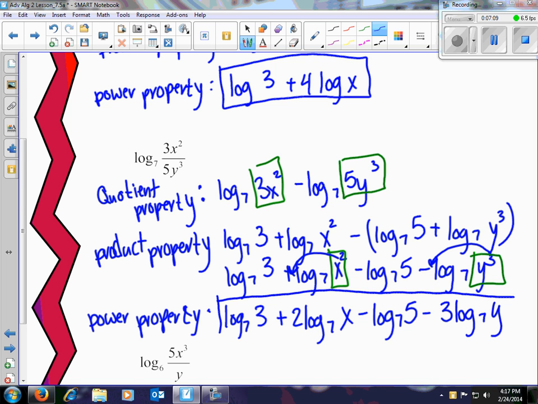Now I know it looks pretty confusing, but if you know your properties, this is actually pretty simple and you should be okay.